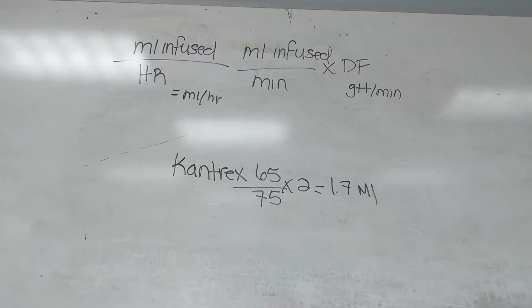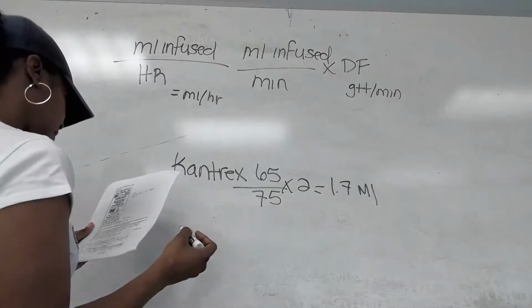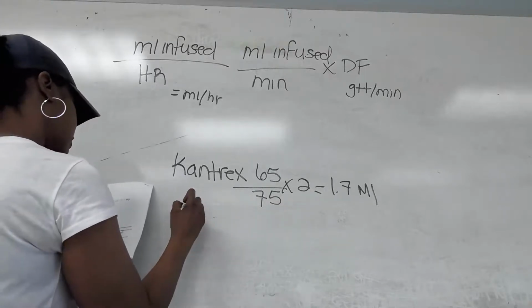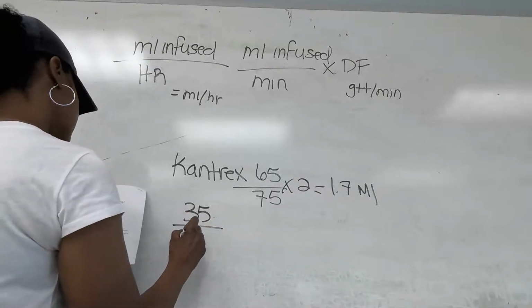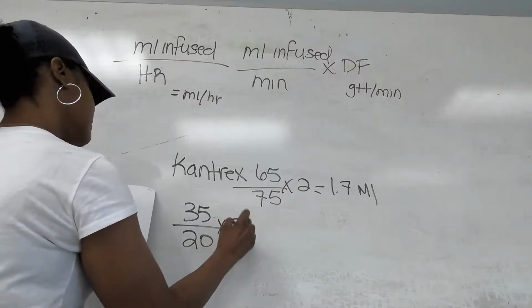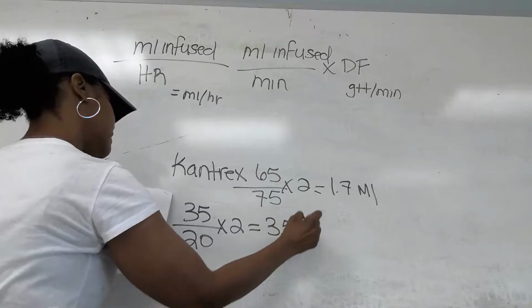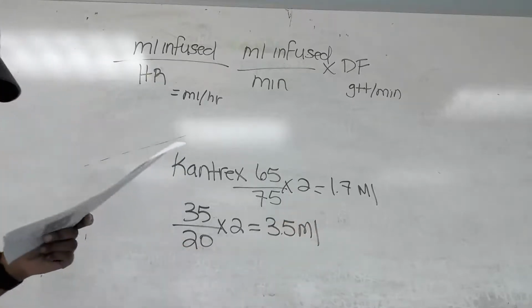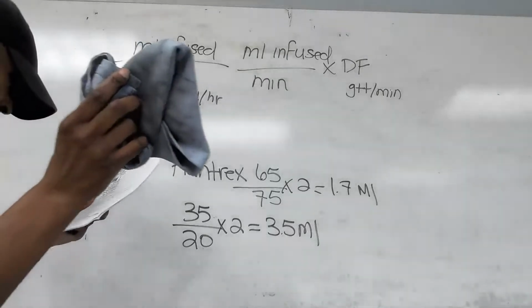Ooh, yes. Come on. Finishing up. Number 38, Nepsin is the order for 35. What you have available is 20, per 2. Per 2 times 2. The answer comes out to 3.5 milliliters. All right. We're going to work this one from start to finish.